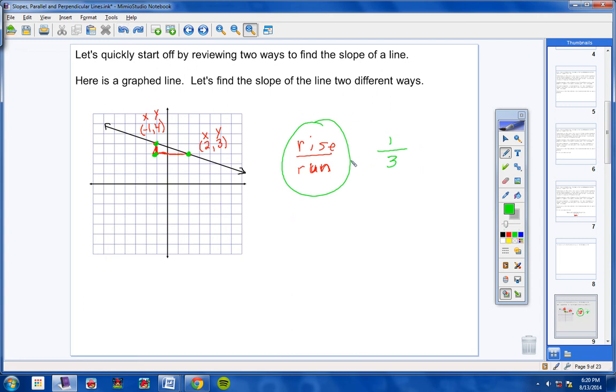So either formula that you use, y minus y over x minus x, or rise over run, either way, you get negative 1/3 for your slope. Okay? Negative 1/3. Okay, moving on.